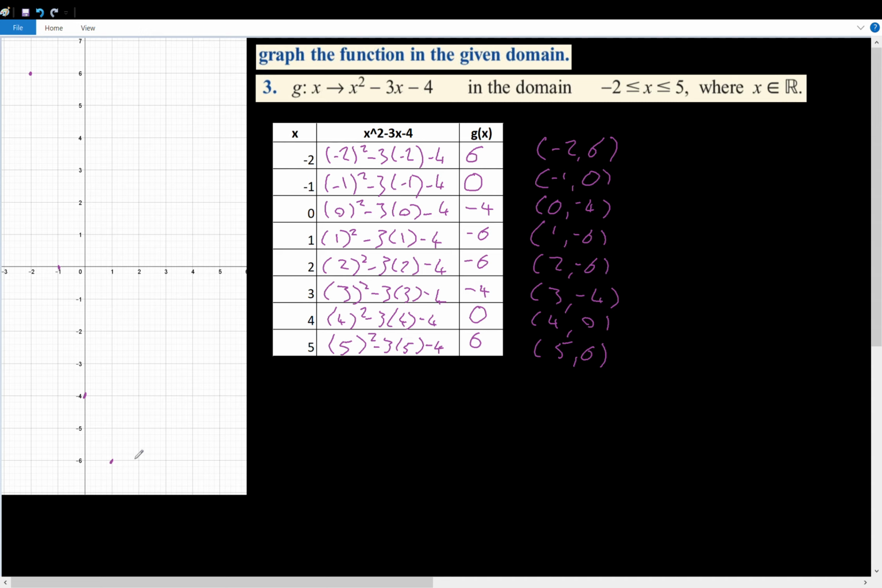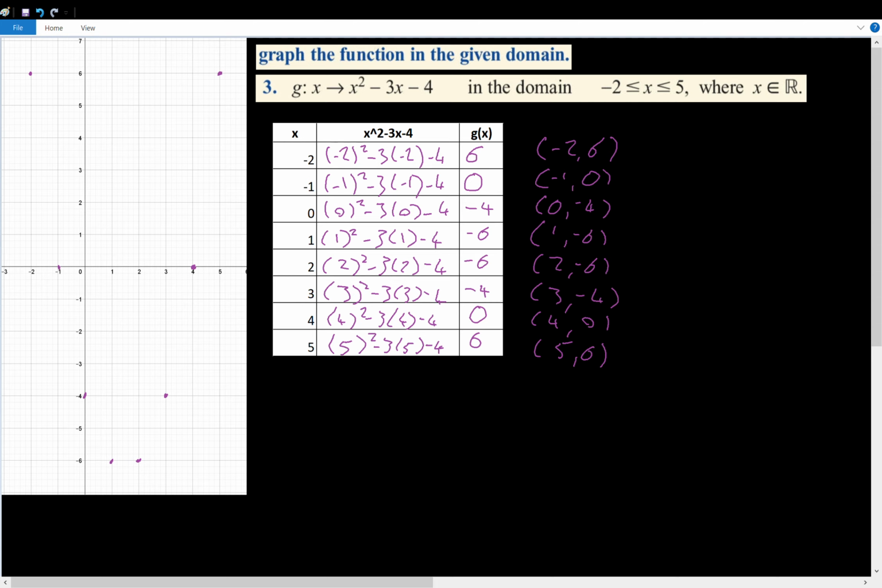And then 1, minus 6 is 1 across, 6 down, just down here. And 2, minus 6 is 2 across and 6 down, which is just down here as well. And 3, minus 4 is 3 across and 4 down, just there. 4, 0 is 4 across and 0 up or down, so it's just there. And then 5, 6 is 5 across and 6 up, just up there. And now what we're expected to do is to draw a curve between each of those points. So going down, curving between the two bottom points, and then back up to the top again.